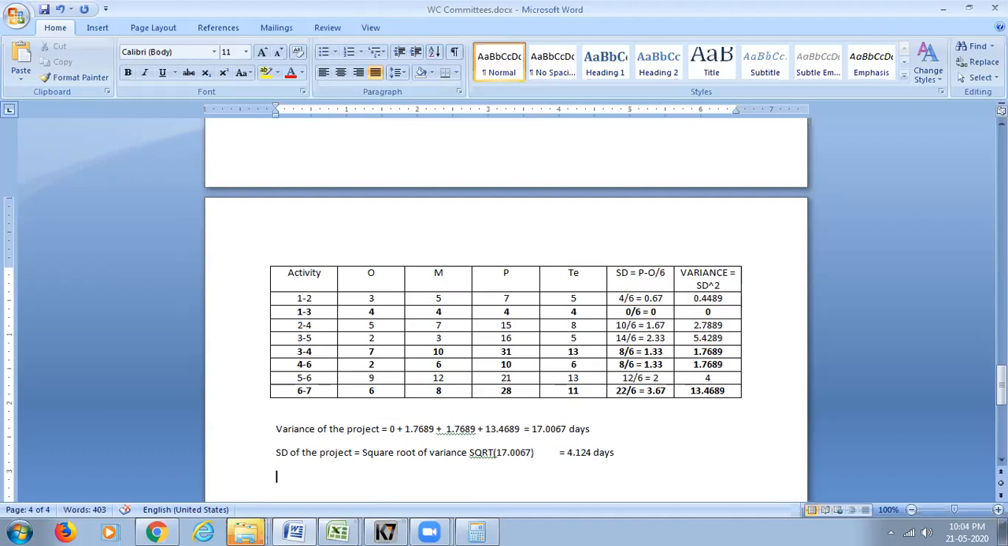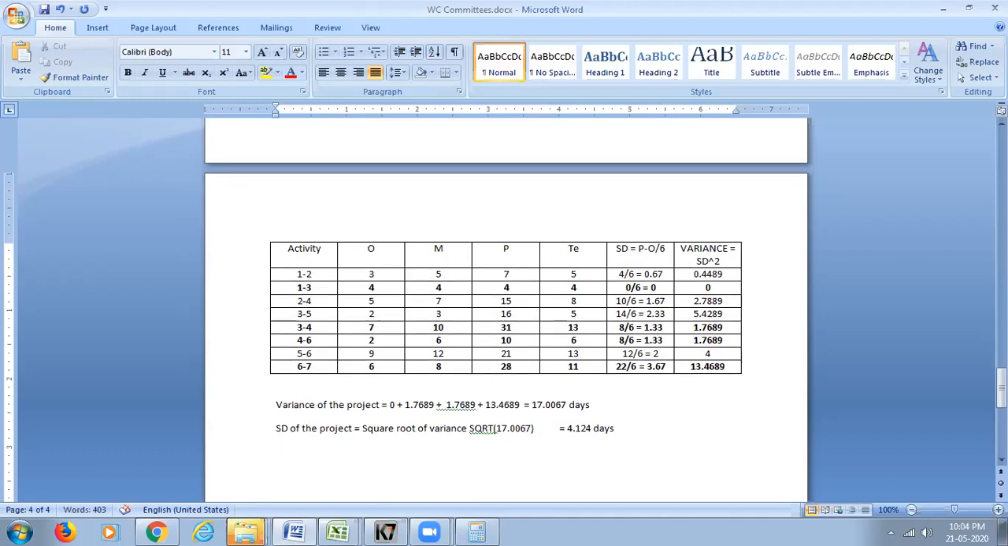Right. So PERT is actually a probabilistic method where you find out the probability or the probabilistic time to complete the project, and what is the standard deviation for the project duration. We found the project duration is 34 days, but it has a variance of 17 days plus or minus, and on an average, the standard deviation from the 34 days of completing the project is around 4.124 days.